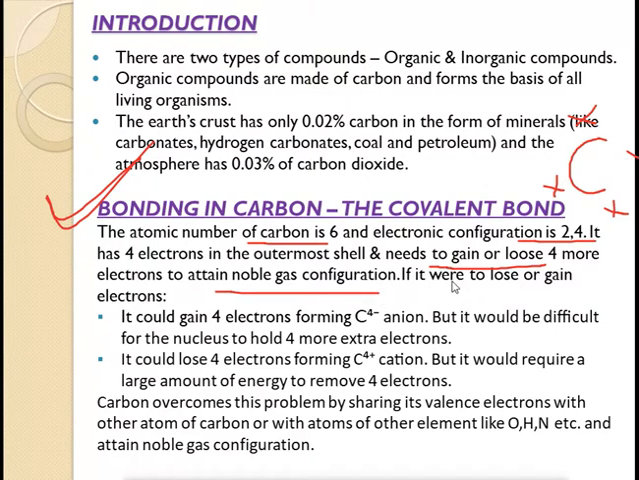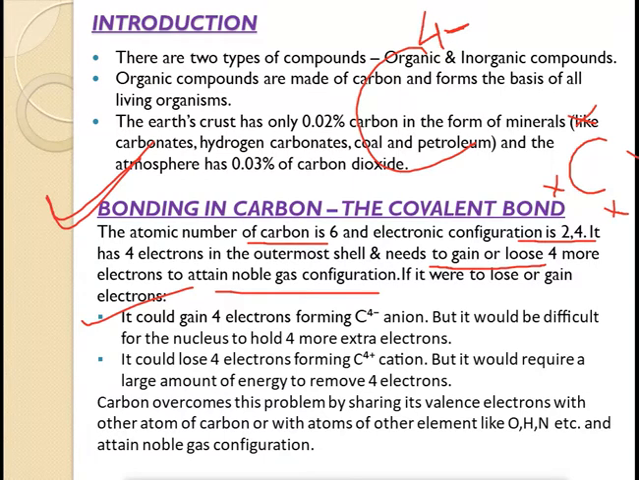But both the cases are not possible for this carbon. Why? Let's read about that. If the carbon gains 4 electrons, then what will it form? It will form C4 minus anion. It means if the carbon takes 4 electrons from outside, it will get a minus 4 charge. That is called an anion. Anions are those species which have a negative charge.